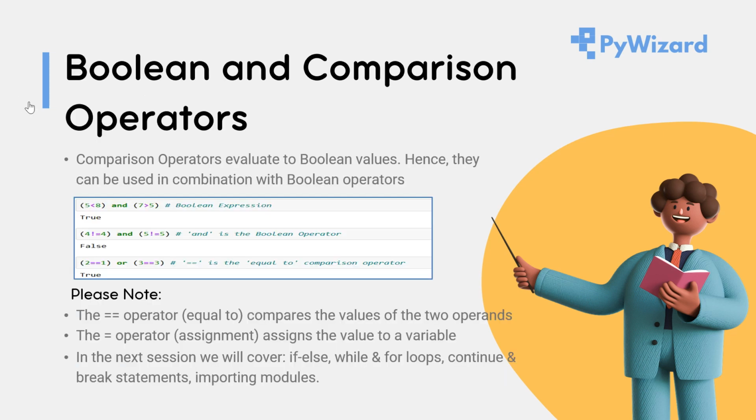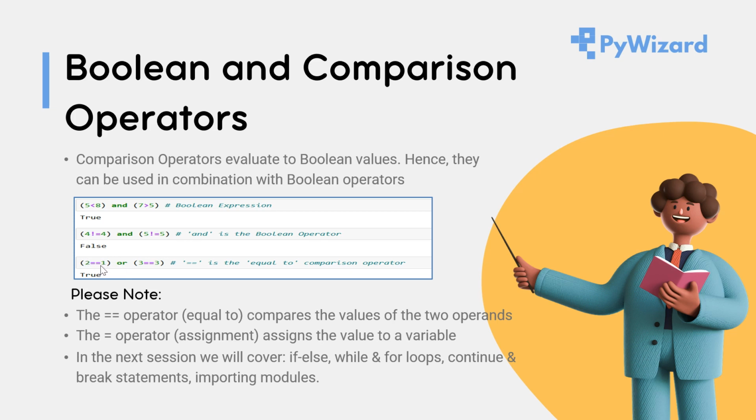Now, comparison operators evaluate to Boolean values as mentioned in the previous slide. Hence, they can be used in combination with Boolean operators. Now, let us see a few Boolean expressions where logical operators and comparison operators both are used. As I said, true and true evaluates to true. So let's see here, 5 less than 8 evaluates to true, and 7 greater than 5 also evaluates to true. So this evaluates to true as well. 4 not equal to 4 evaluates to false, and 5 not equal to 5 evaluates to false. So false and false evaluates to false.